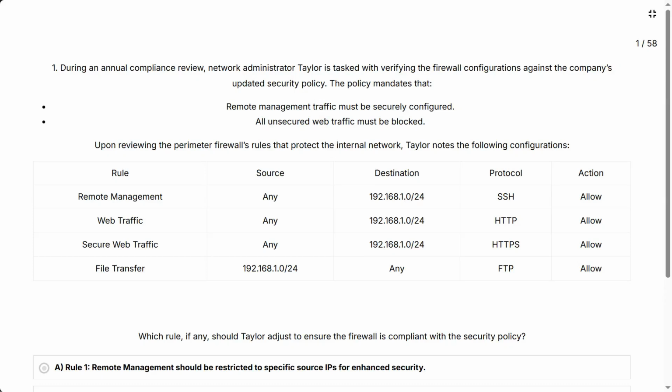Question 1. During an annual compliance review, Network Administrator Taylor is tasked with verifying the firewall configurations against the company's updated security policy. The policy mandates that remote management traffic must be securely configured. All unsecured web traffic must be blocked. Upon reviewing the perimeter firewall's rules that protect the internal network, Taylor notes the following configurations. Which rule, if any, should Taylor adjust to ensure the firewall is compliant with the security policy?